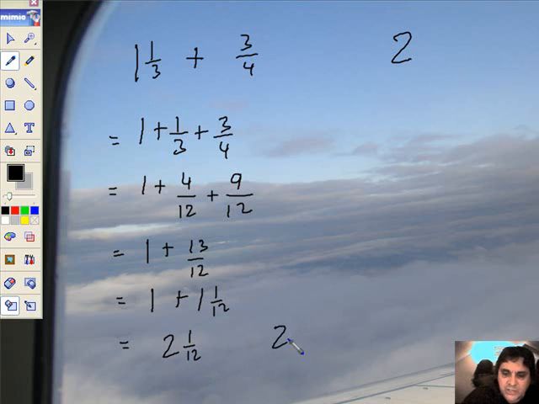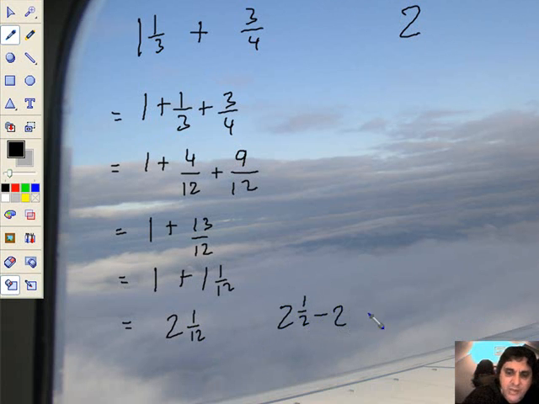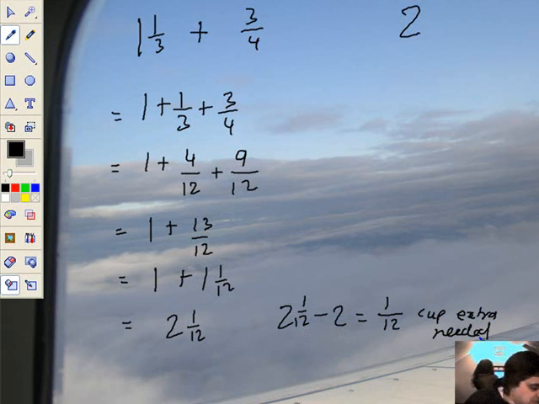Therefore, 2 and a 12th, take away the 2 that I've got, I need an extra 1/12 of a cup. Is that right? And that is so needed. So Ali can make his biscuits, and he can make his fudge, help his mum, whatever he has to do. And that, my friends, is the end of that section.